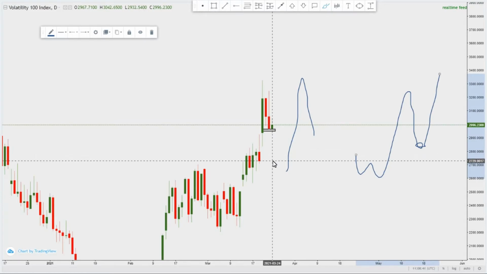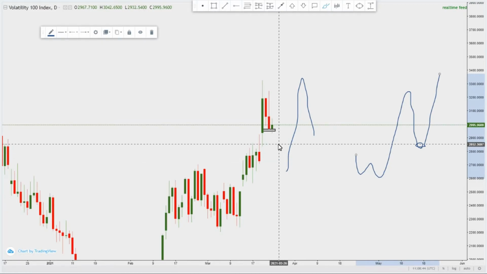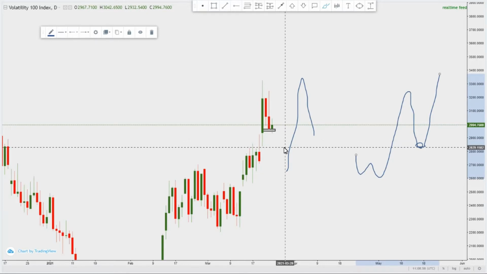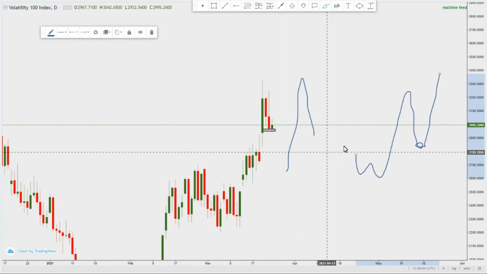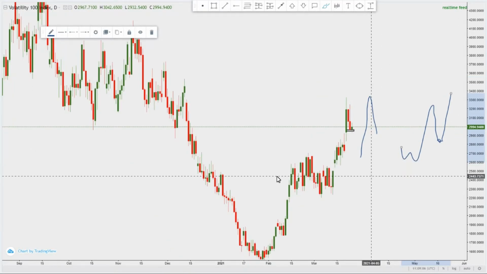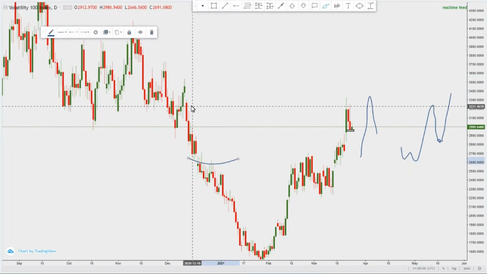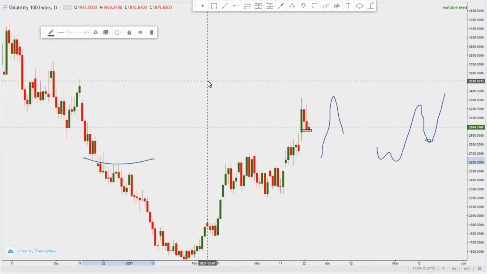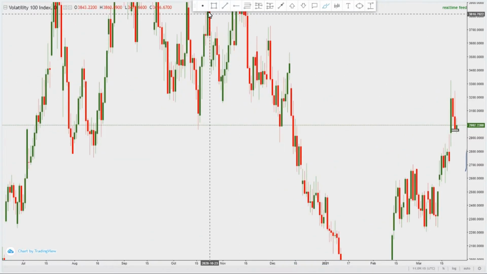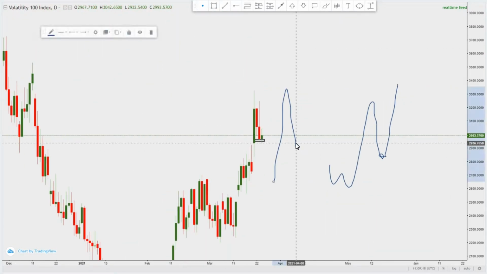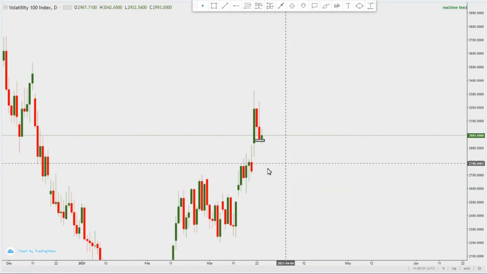And because of how volatile VIX 100 is, as compared to all the volatility index pairs, VIX 75, VIX 25, VIX 50, all of them, volatility index 100 is really the most volatile of all of them. It moves much faster than all the other volatility index pairs. That's why you can see a lot of gaps. So that is why we are seeing all these kinds of gaps.